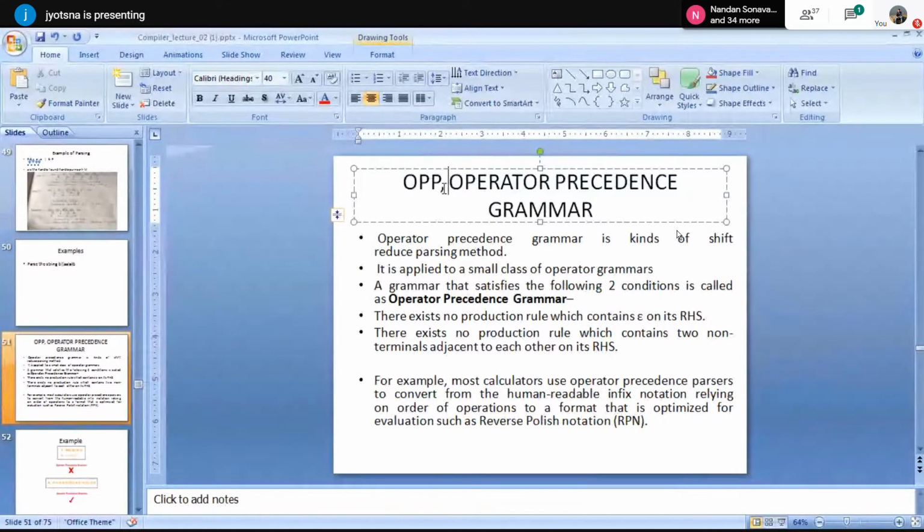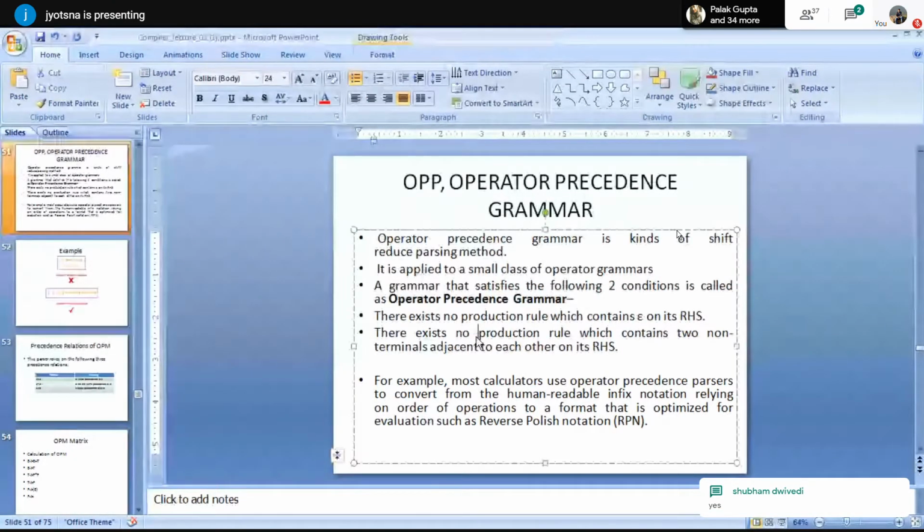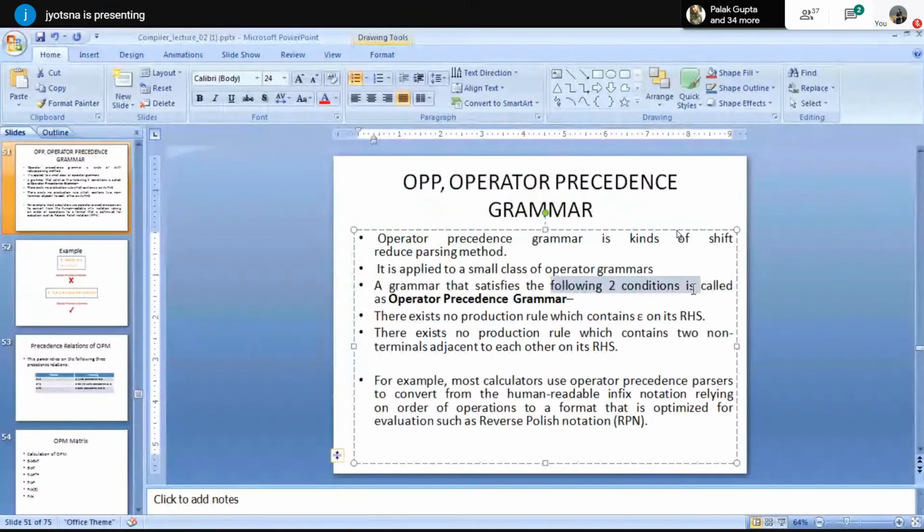So in the last lecture, those students who have not downloaded the slide or have not been able to do it, I'm just reiterating. Please take necessary corrections in the books wherever you have written about operator precedence grammar. Now, the basic definition of an operator precedence grammar: to test whether the given grammar is an operator precedence grammar or not, we have to follow two rules. These are the two conditions which need to be followed.